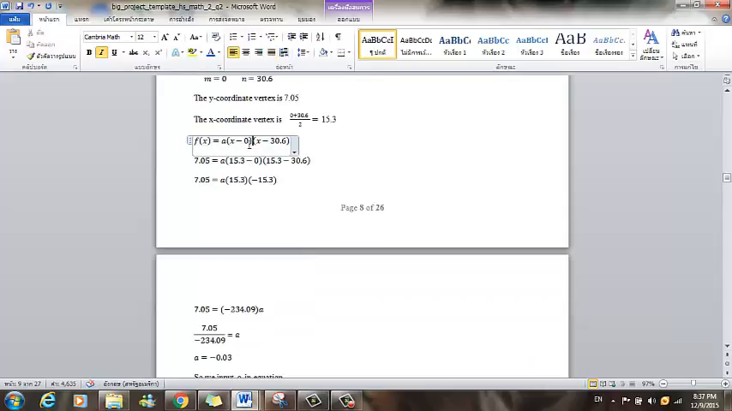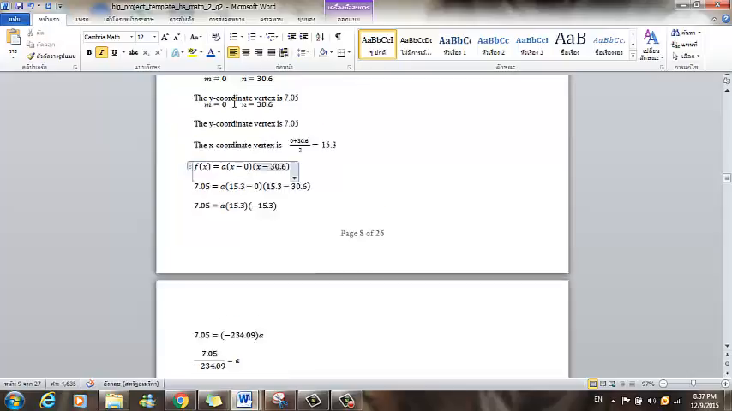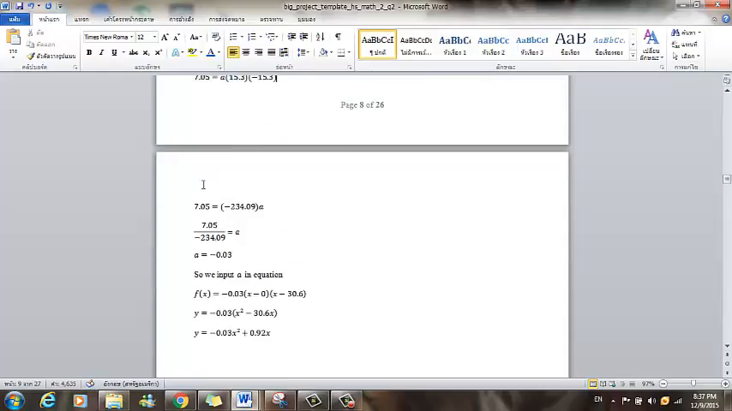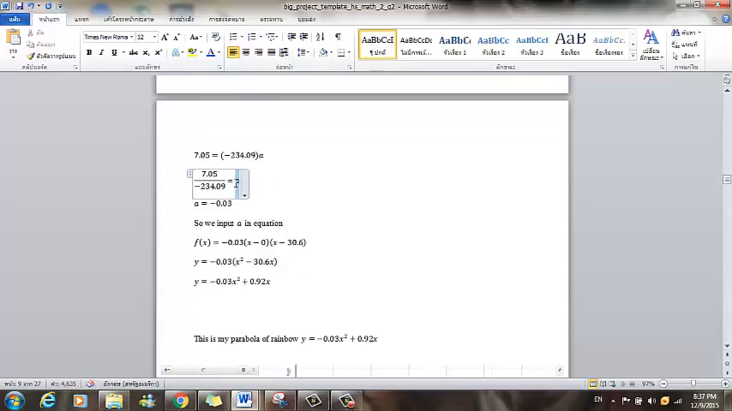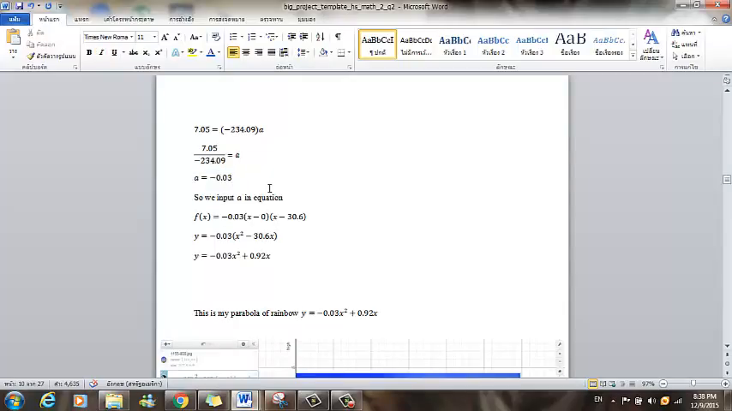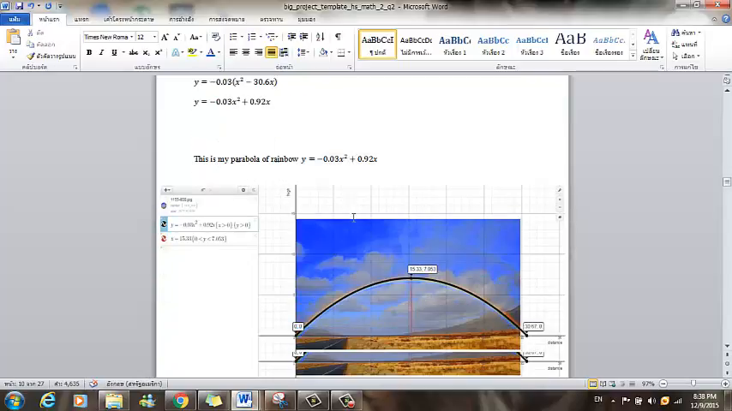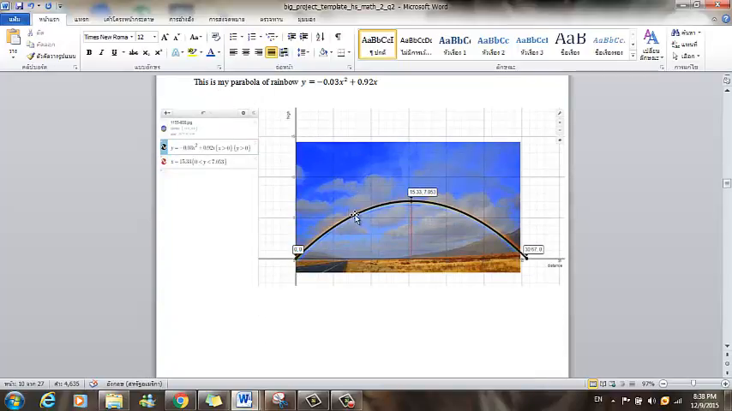Now we input the m and n that we already know, this and this. So we simplified everything, and you're gonna get a equal to minus 0.03. So we input a in the equation and we solve it with this and simplify. And this is my parabola. This is my parabola of the rainbow. Woo! This is my rainbow. And the black one is the parabola.